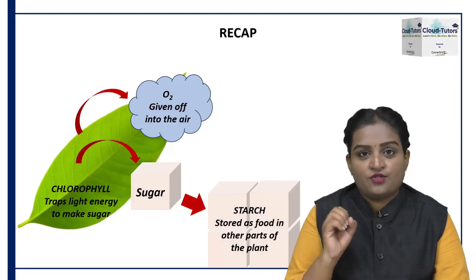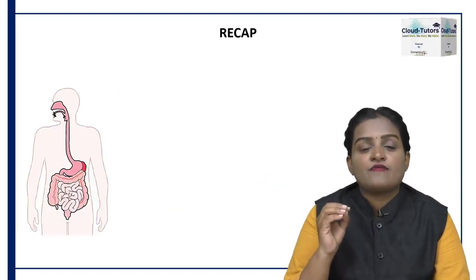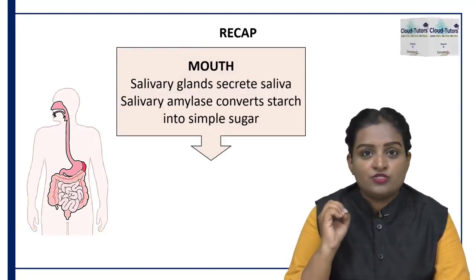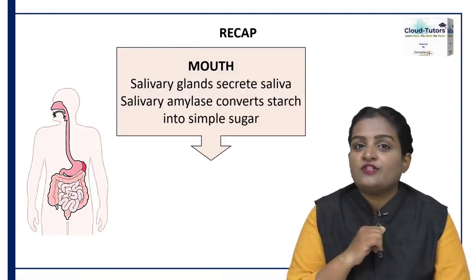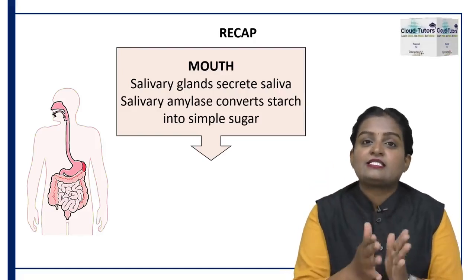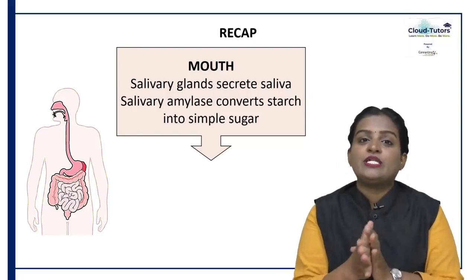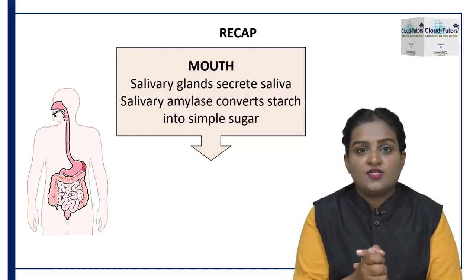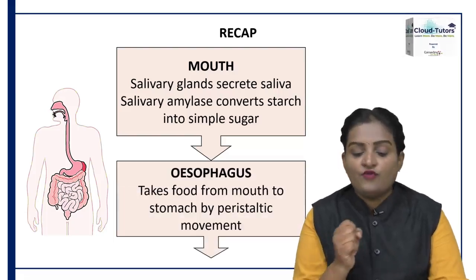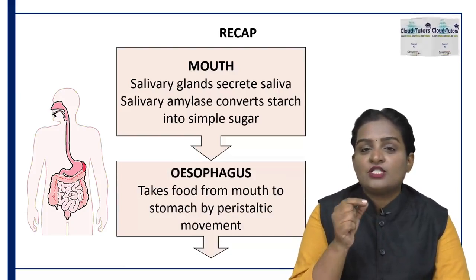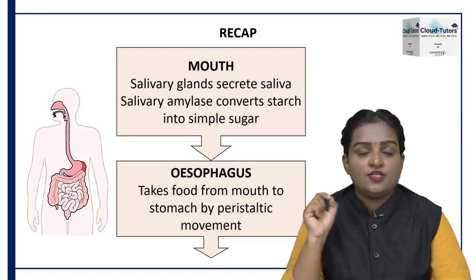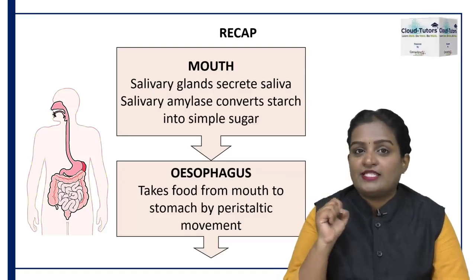It is transported as sucrose and stored as starch. Then we saw heterotrophic nutrition in humans, where digestion begins from the mouth. There is mechanical digestion where food is broken down into the simplest form. And then there is an enzyme, salivary amylase, which begins the digestion of carbohydrates. From the mouth it goes to the pharynx. From the pharynx it goes to the esophagus. The esophagus will show peristaltic movement. No digestion occurs in the esophagus due to the absence of enzymes.